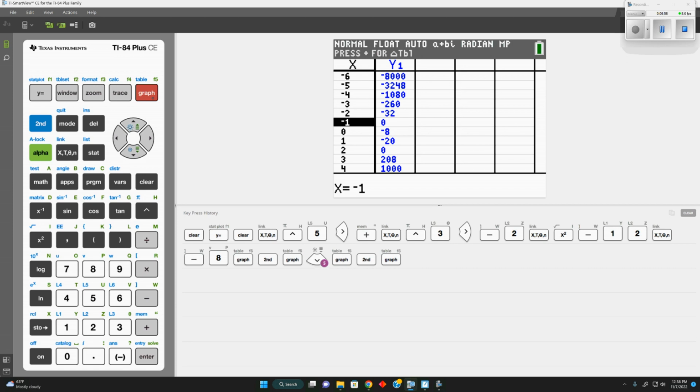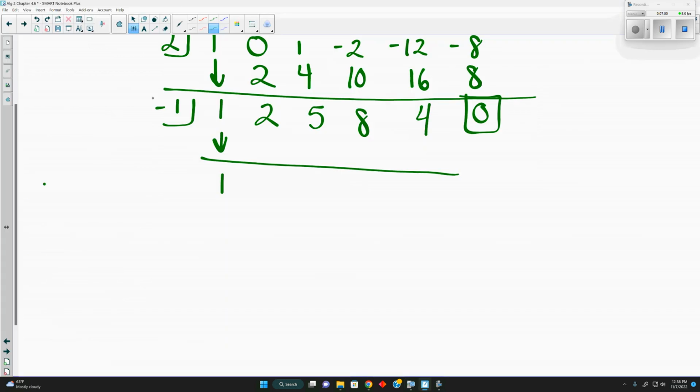-1. So -1 times 1 is -1. 2 plus -1 is 1. -1 times 1 is -1. 5 plus -1 is 4. -1 times 4 is -4. 8 plus -4 is 4. And -1 times 4 is -4.